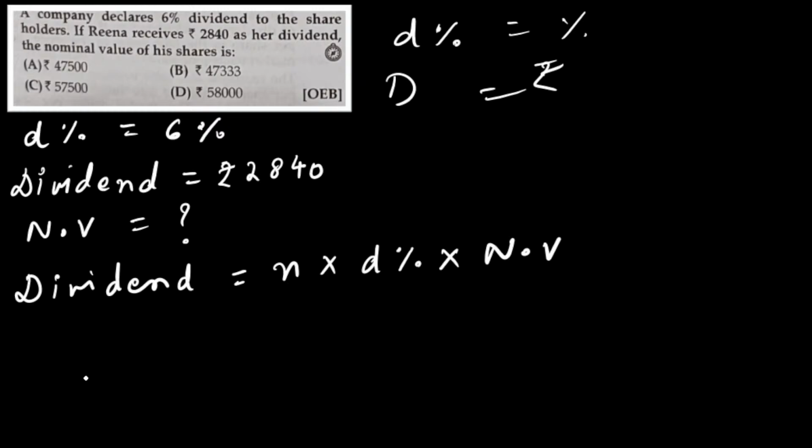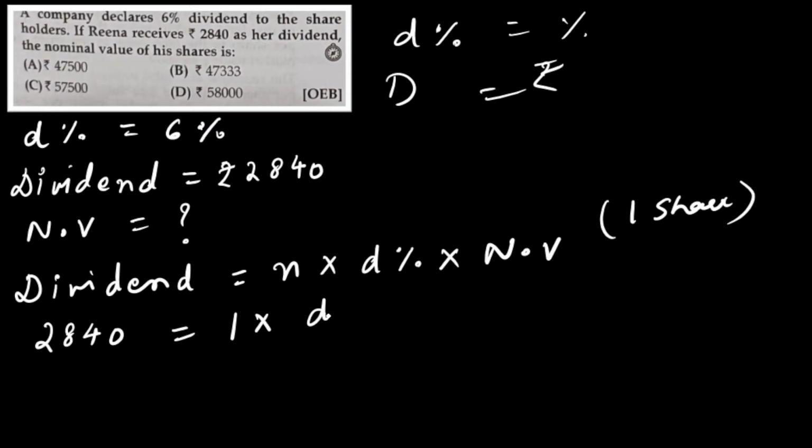So what is the value of dividend now? Dividend I'll just substitute 2840. So n is not given to us. Here number of shares are not given to us. So if number of shares are not given to us, what should we do? We'll find nominal value of one share. So here we'll just assume n as 1. So 1 into d by 100. So d's value is given to us, 6 by 100, into nominal value.